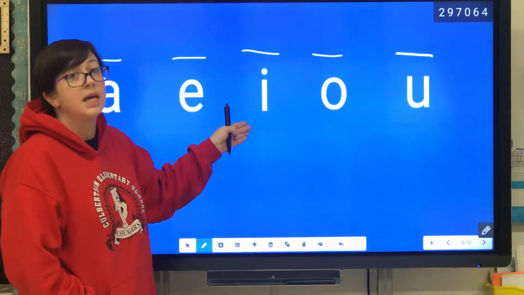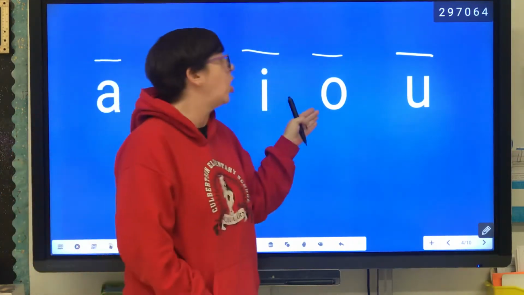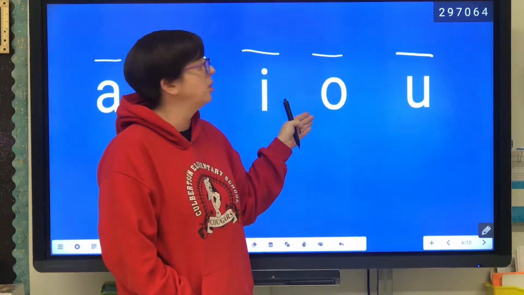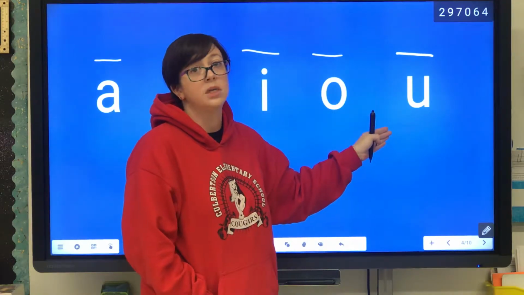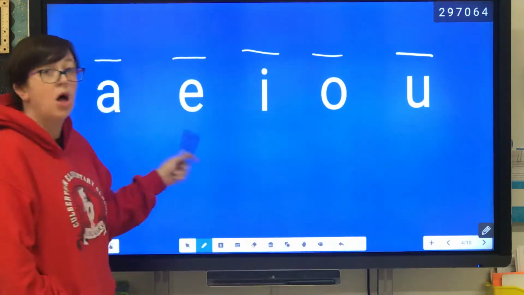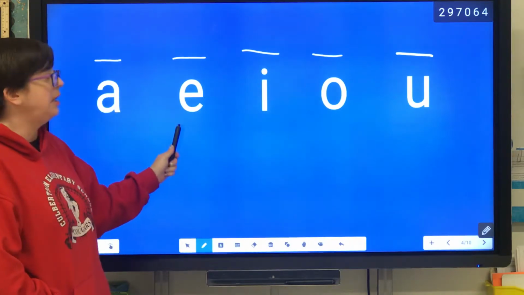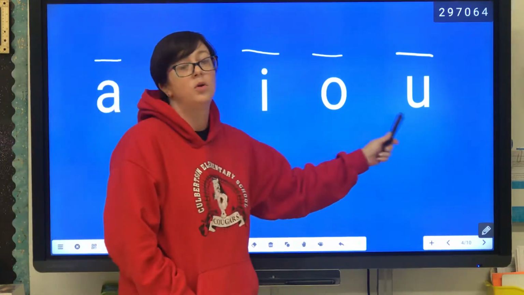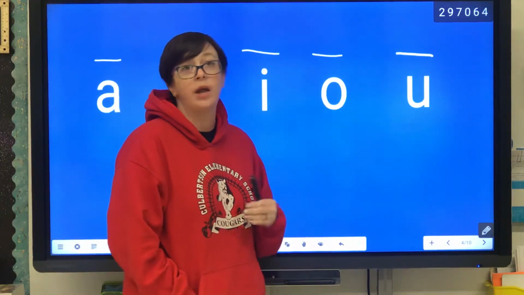The E is going to say E. The I is going to say I. The O is going to say O. And the U is going to say U. So again, long vowels, A, E, I, O, U, saying their name, pronouncing it just like that.